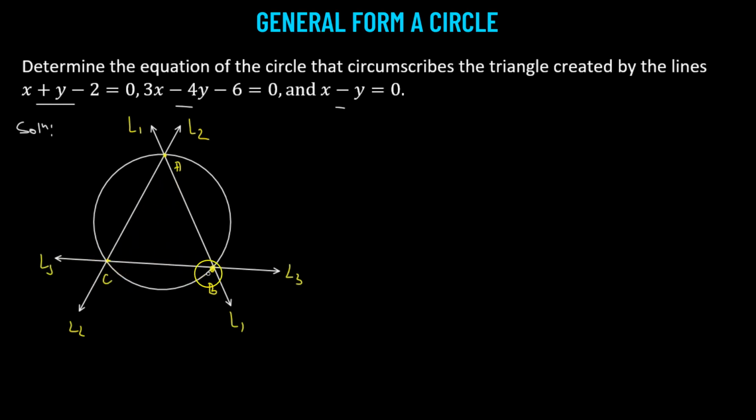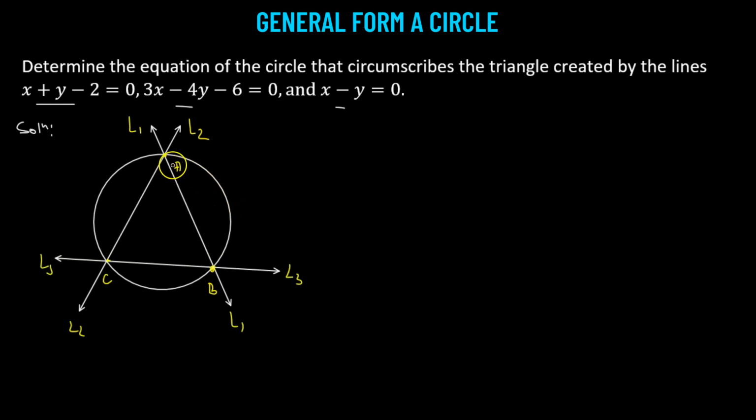Now the points A, B, C are such that they lie on the circle, and as we can see, it's forming a triangle. In other words, we're saying that the triangle created by these three lines is circumscribed inside the circle. Now our goal will be to find the equation of the circle using the given information. So how do we do that?